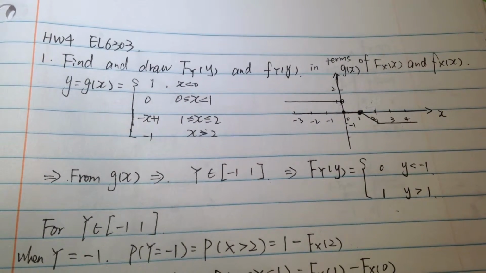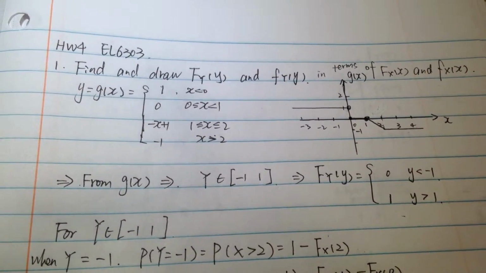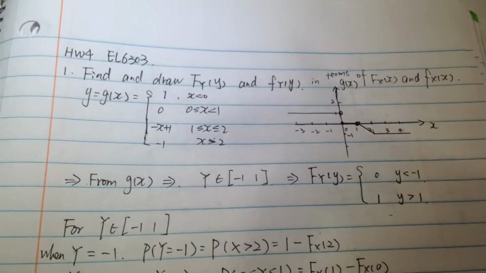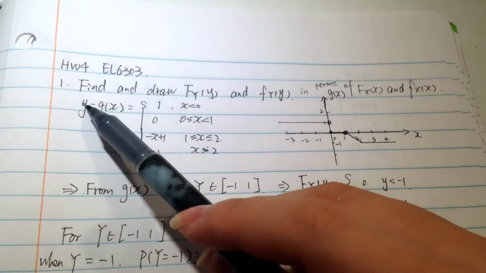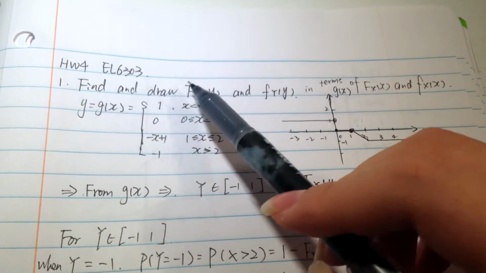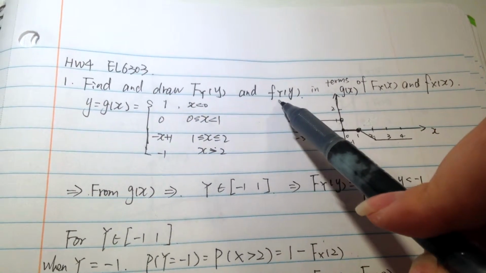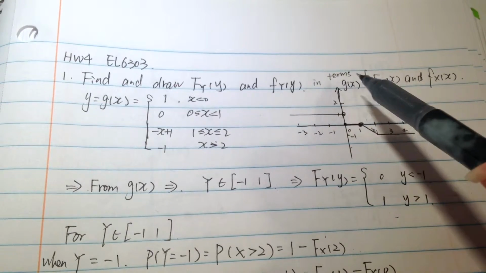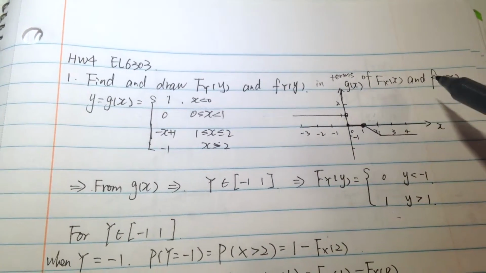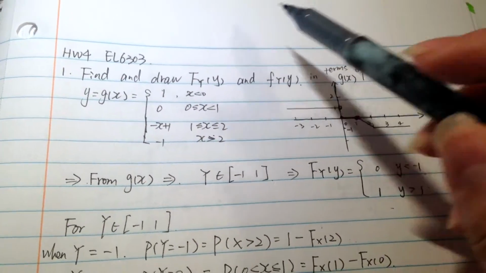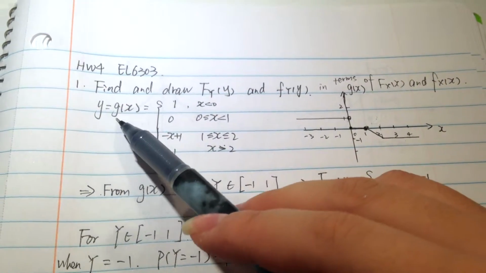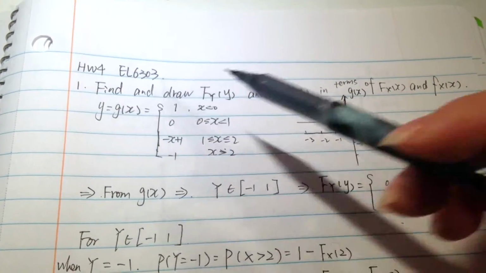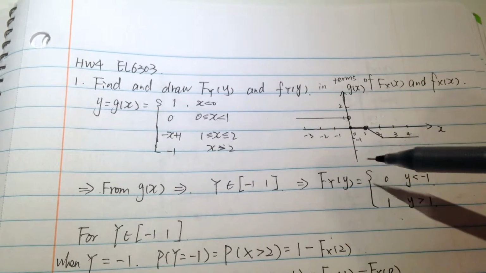This video is for class EL6303 homework 4, question 1. The question is to find and draw the distribution function and density function of Y in terms of the distribution and the density function of X. First, we know Y equals g(X), and this diagram is for g(X).